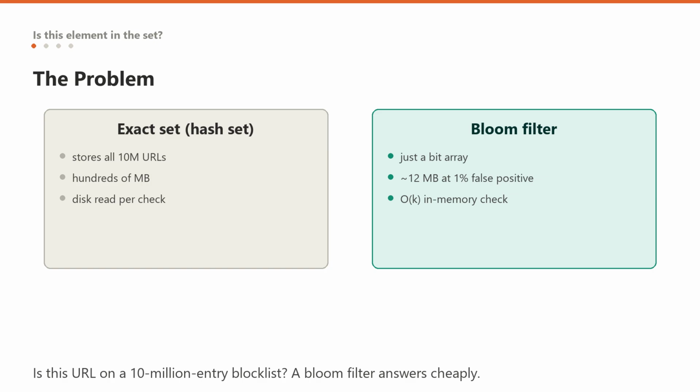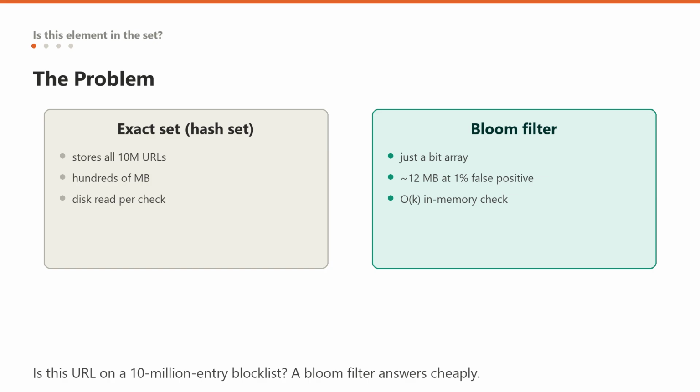Let's start with the problem. Suppose you run a service with 10 million known bad URLs, and for every web request you need to answer one question: is this URL on the block list? The obvious approach is to store all 10 million in a hash set and look each one up. That works, but it costs a lot of memory, and if the set lives on disk, every check is a slow disk read.